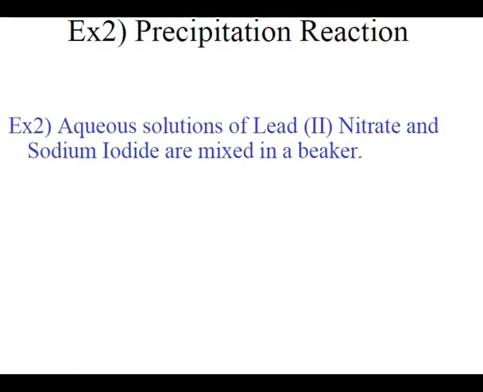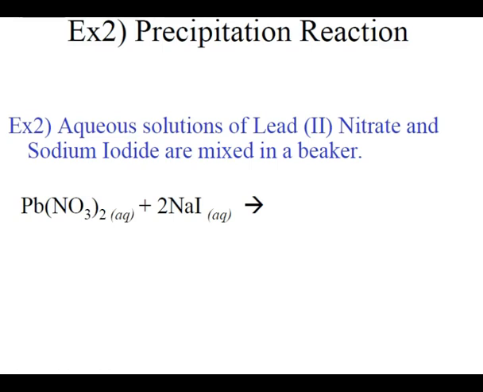Alright, let's do one more example of this together. Okay, so we have an aqueous solution of lead 2 nitrate and sodium iodide mixed in a beaker. So our reactants are lead 2 nitrate, which means it has a +2 charge, so we need 2 nitrates to go with it, and sodium iodide. So these are 2 ionic compounds and both of them are aqueous.